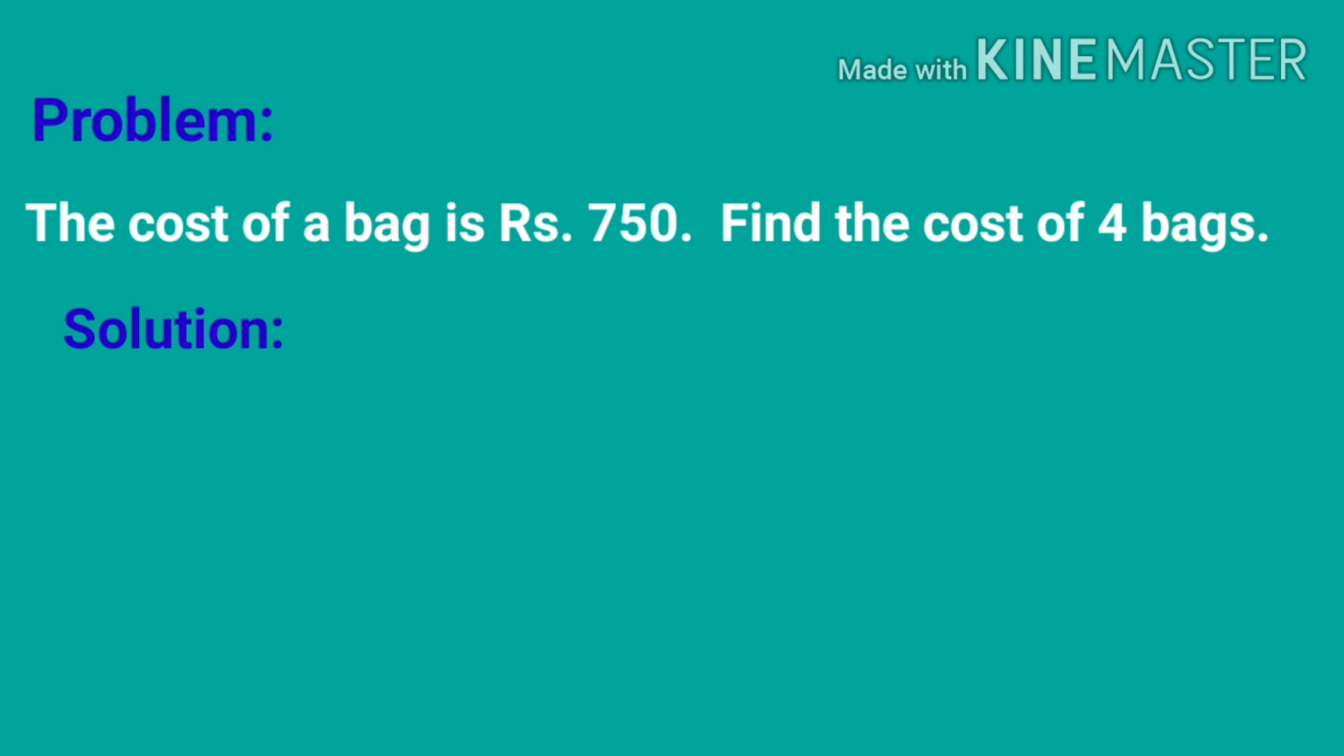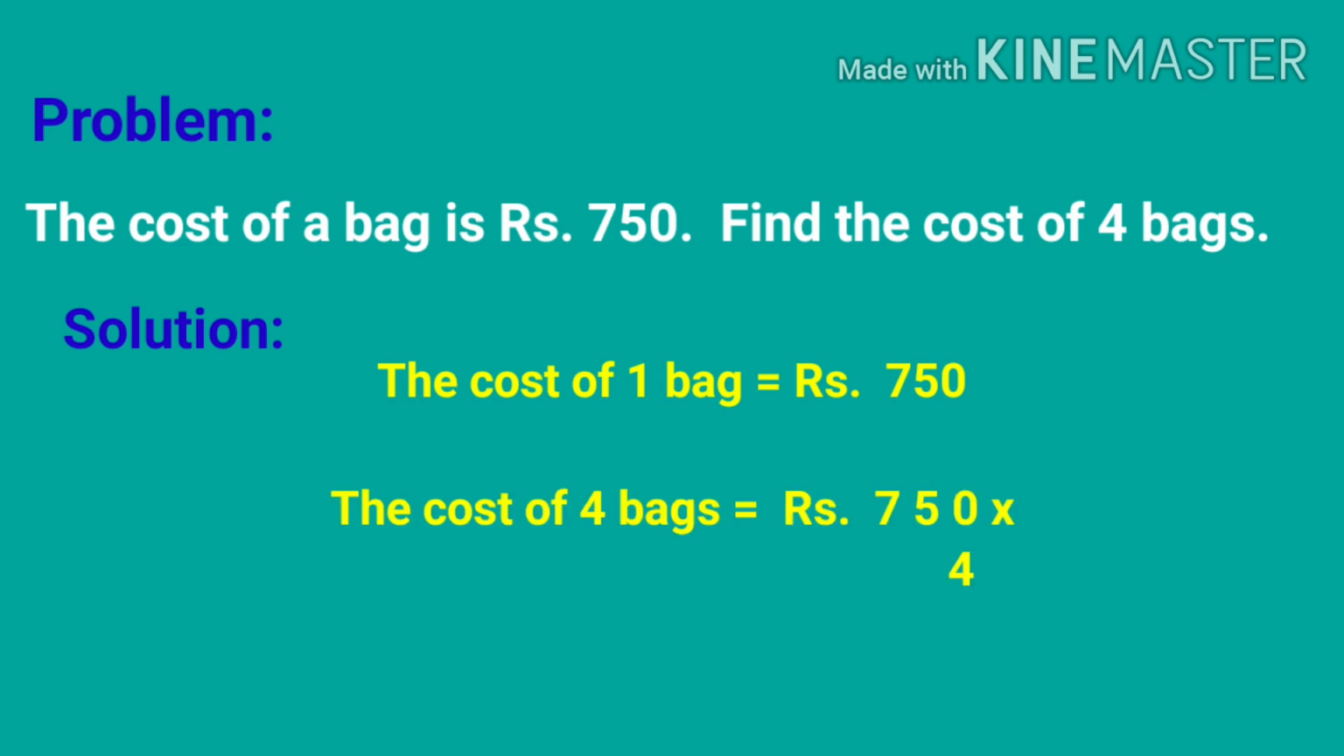Children, let us write down what is given in the question. The cost of one bag is equal to 750 rupees. We are asked to find the cost of 4 bags. Therefore, the cost of 4 bags is equal to 750 rupees into 4. Children, you see how the numbers are multiplied. And now we get the cost of 4 bags as 3000 rupees.